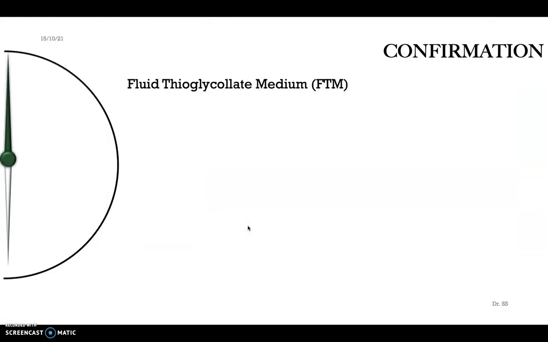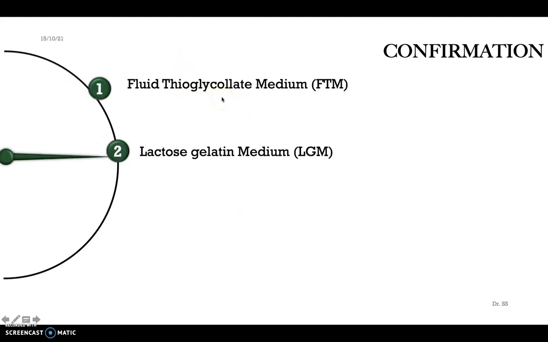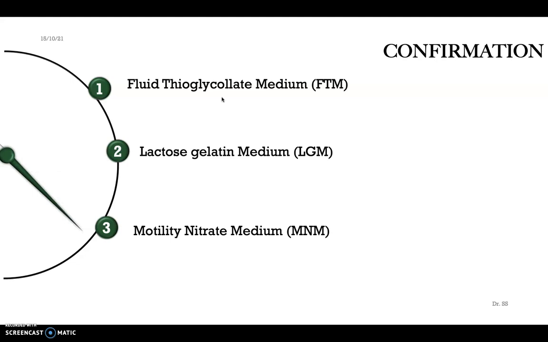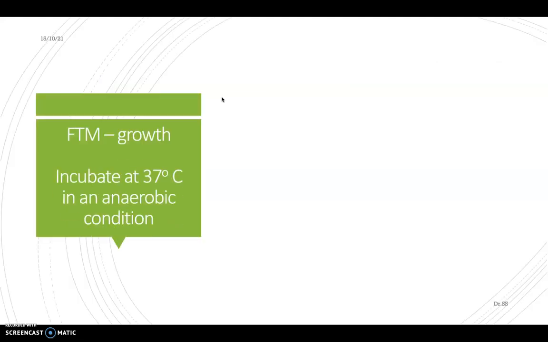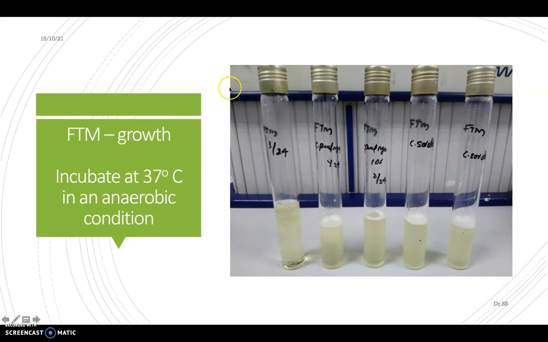And further we have to confirm by three techniques. The first one is fluid thioglycolate medium, the second one is lactose gelatin medium, that is LGM, and the third one is motility nitrate medium, MNM. So three techniques: FTM, LGM and MNM. The first one, FTM, denotes growth. In this medium, after preparation, we incubate at 37 degrees Celsius in anaerobic conditions for 24 hours, and if we observe growth of the organisms, then it denotes a positive result. Here we inoculate the culture taken from the perfringens agar base plate.